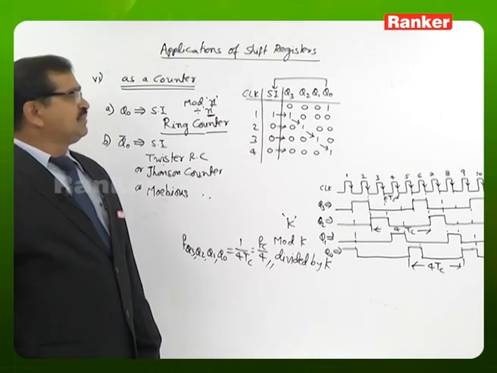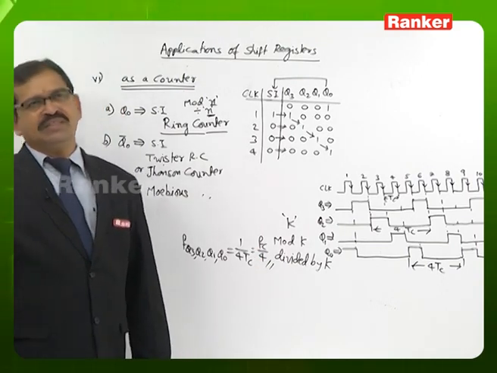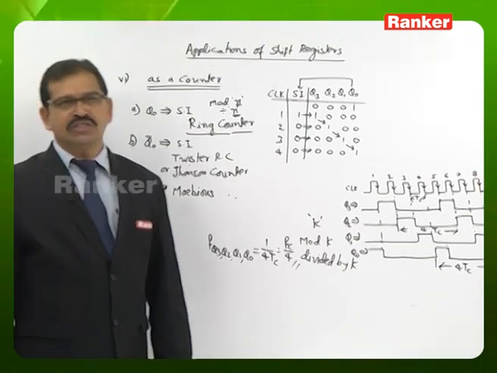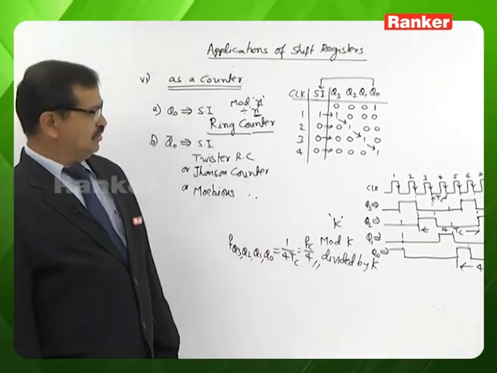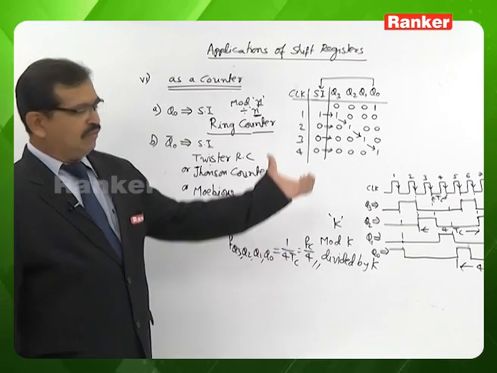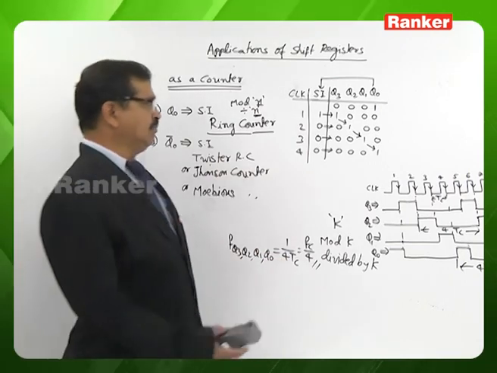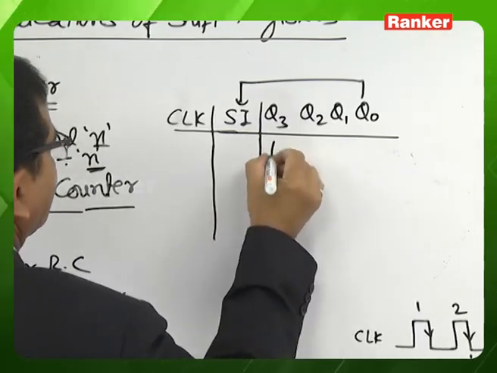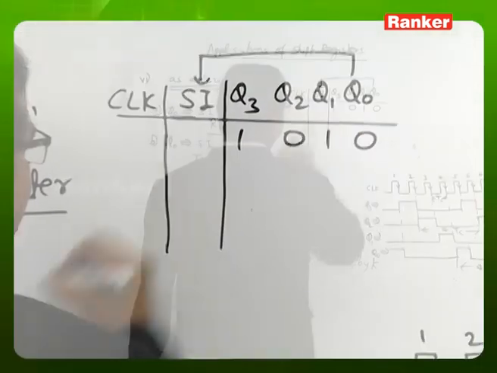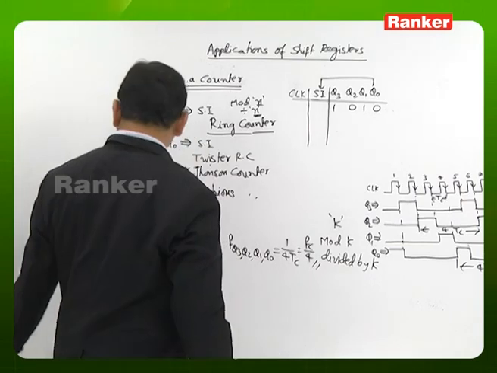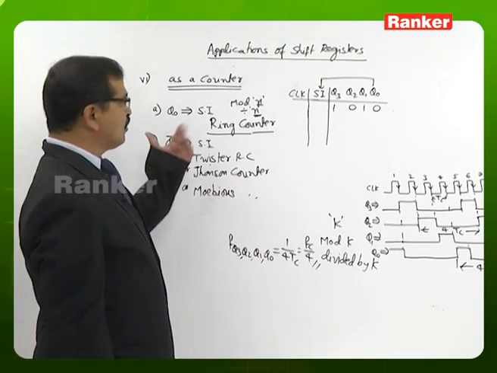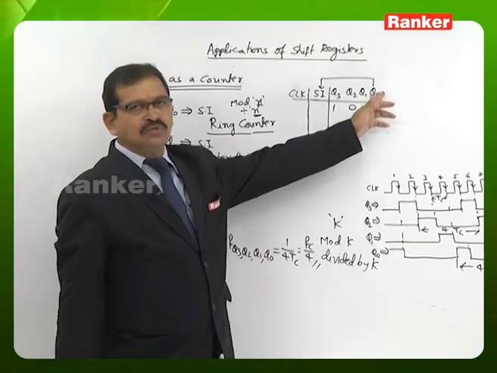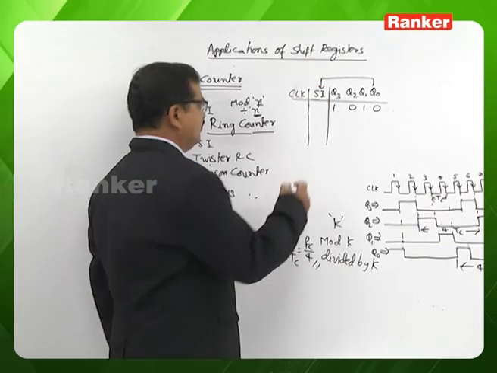We were saying that the best way to use the register as a counter is that one of the bits of the register must be 1 and the remaining bits must be 0. So why is it so? Let us look at a small example. Consider the initial content of the register is 1010. When we use this register as a ring counter, we need to connect Q0 to the serial input terminal.